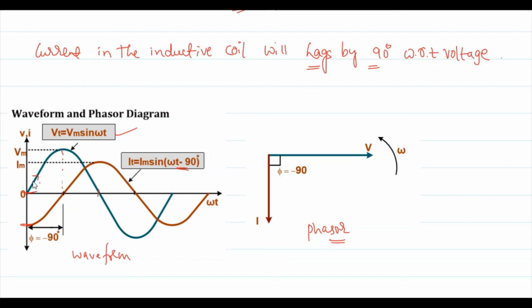If you see the same thing in the phasor diagram, I will consider this as the x-axis reference, where voltage is as in the original case. But the current is 90 degrees lagging behind. It is slower than the voltage by 90 degrees. That's why we say that current lags by pi by 2 or 90 degrees with respect to the voltage in this purely inductive circuit.